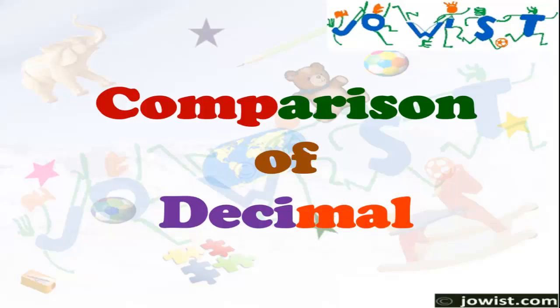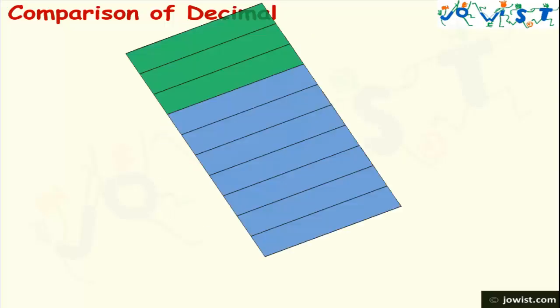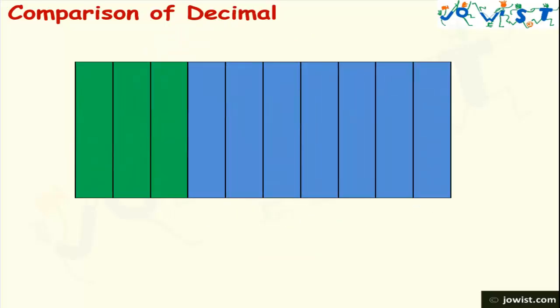Comparison of decimal numbers. Here there is a rectangle, and in this rectangle there are 10 columns. Out of 10 columns, 3 columns are shaded green. So what part of the rectangle is shaded green? The shaded green part is 3 upon 10 or 0.3 part of the rectangle.